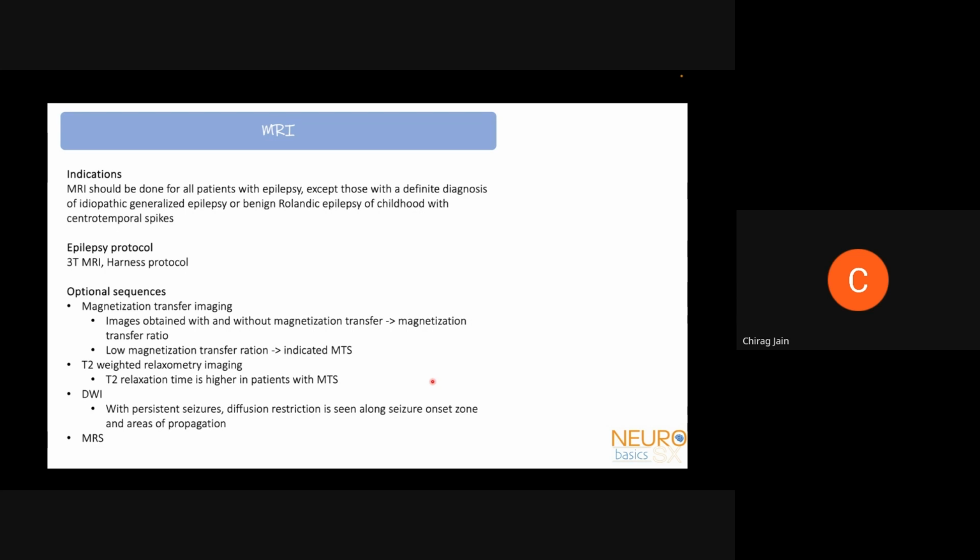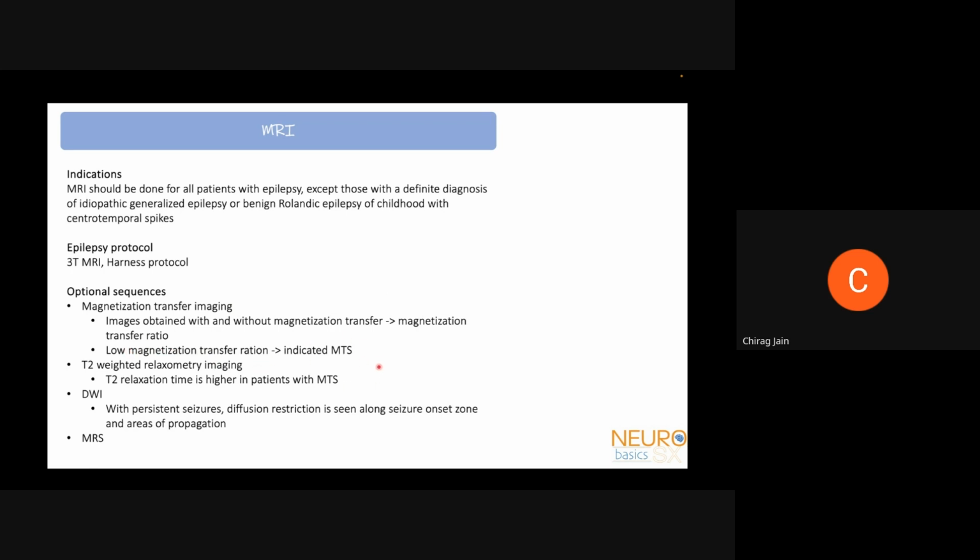As we know already, the epilepsy protocol is the 3T MRI and HARNESS protocol. Sometimes you can do some optional extra sequences apart from the HARNESS protocol, like magnetization transfer imaging. In magnetization transfer imaging, the images are obtained both with and without a magnetization transfer, following which you develop a magnetization transfer ratio, and a low magnetization transfer ratio indicates MTS.